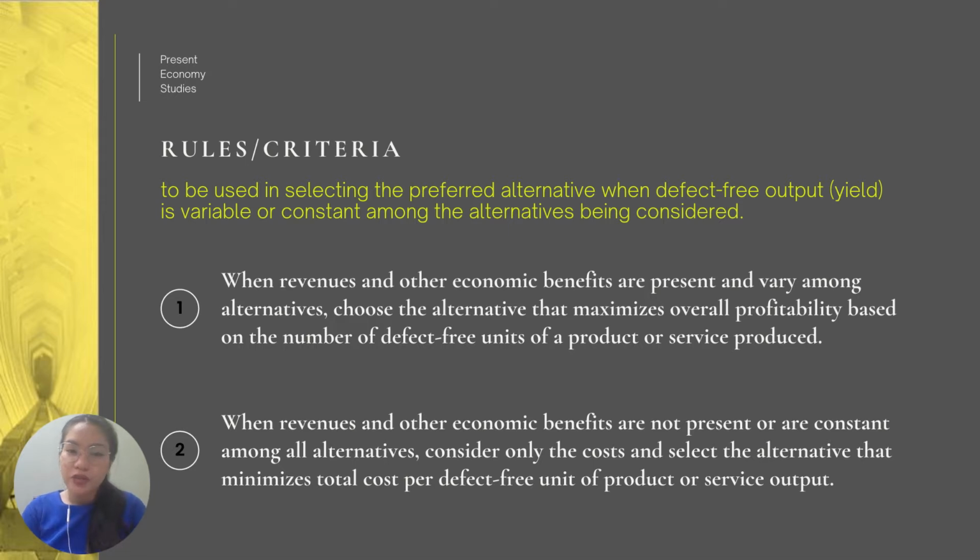So first, when revenues and other economic benefits are present and vary among alternatives, choose the alternative that maximizes overall profitability based on the number of defect-free units of a product or service produced. Our keyword for the first rule is this one. You choose the alternative na makamaximize ka sa iyong overall profitability.